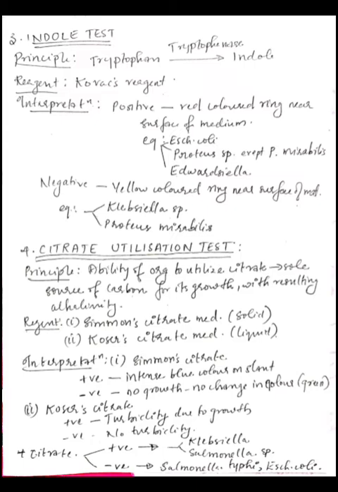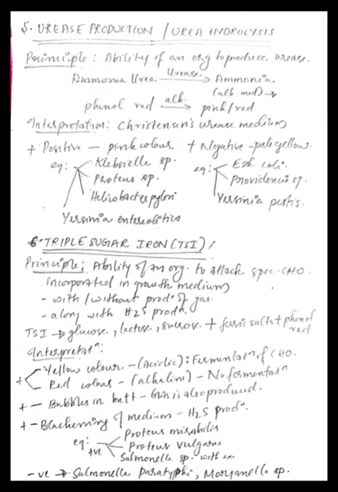Okay, next we can go to urease production or urea hydrolysis. The principle is the ability of an organism to produce the urease enzyme. Urea is converted into ammonia with the help of urease. The ammonia is alkaline, which gives an alkaline medium. If we add phenol red to the alkaline medium, the phenol red changes its color to pink or red.